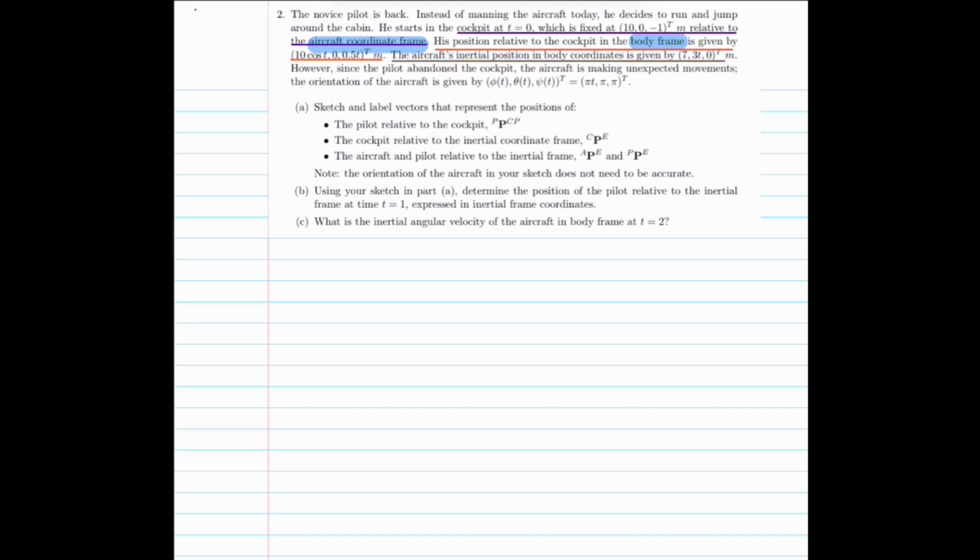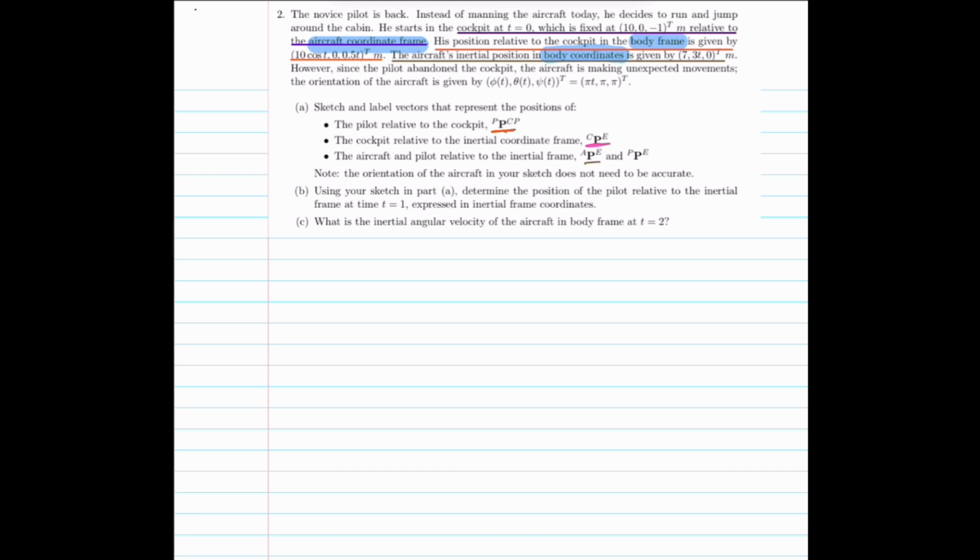However, since the pilot abandoned the cockpit, the aircraft is making unexpected motions, and the orientation of the aircraft is given by these Euler angles. Part A asks us to sketch and label vectors that represent the positions of the pilot relative to the cockpit. So this vector is the orange vector that I underlined earlier, the cockpit relative to the inertial coordinate frame, which is pink. We'll label that.